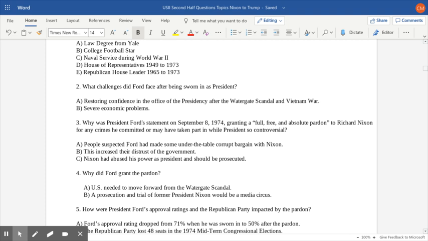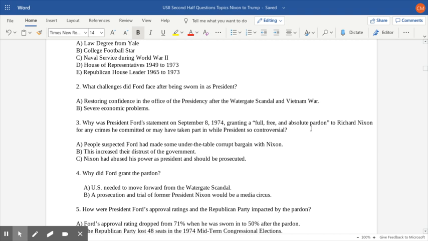So as Ford comes into the presidency in 1974, he had to go through a lot in terms of reuniting the country. And one thing he wanted to do was to take a step back from the Watergate scandal. So rather than allow President Nixon to go on trial for some of the crimes he may have committed, he instead issued a full pardon on September 8th, 1974, stating, "I grant a full, free, and absolute pardon to Richard Nixon for any crimes he committed or may have taken part with as President of the United States."